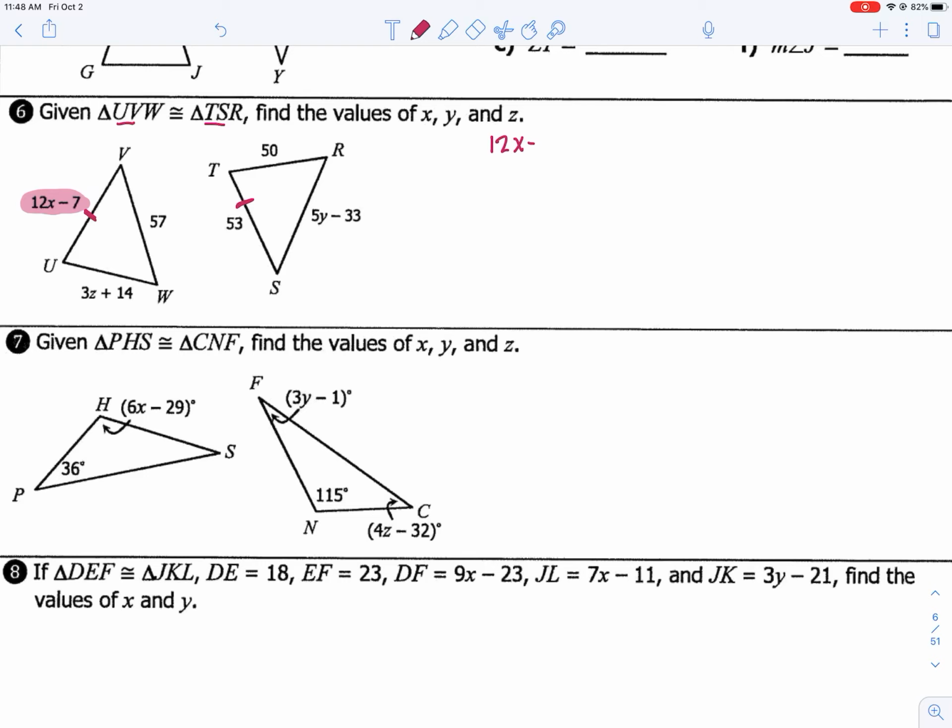So 12x minus 7 equals 53. And then we can solve for x using this equation. So we can add 7 to both sides. You'll have 12x equals 60. Divide by 12, and you'll have x equals 5. So now I've done one of the three things it wanted me to do. I solved for x.